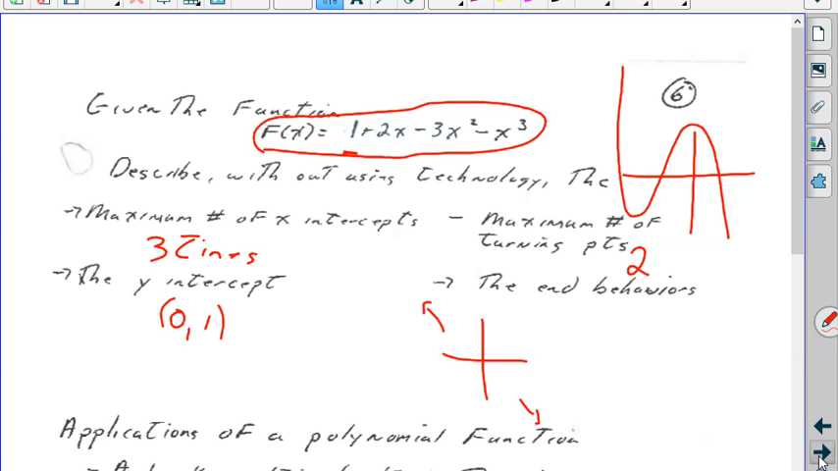Now, a second degree function has to have 1 turning point. A third degree function doesn't have to have 1. Here's an example of a third degree function without a turning point. It has either 2 turning points or no turning points. It can't have 1 turning point for a third degree function.